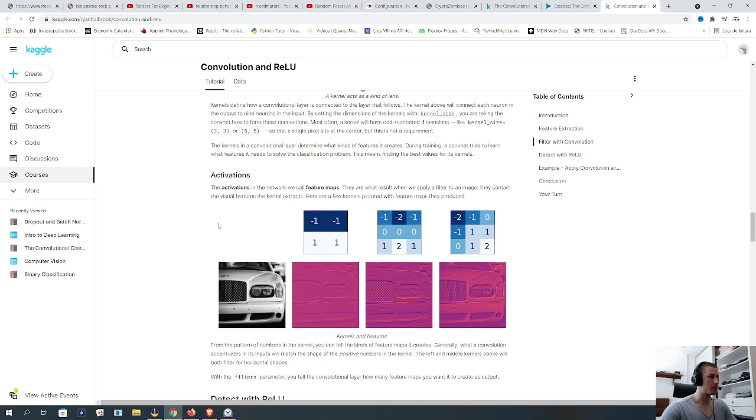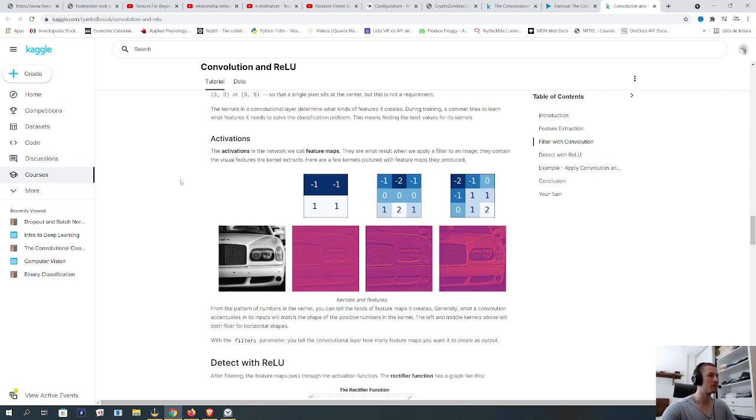The kernels in a convolutional layer determine what kinds of features it creates. During training, a convnet tries to learn what features it needs to solve the classification problem. This means finding the best values of its kernels.